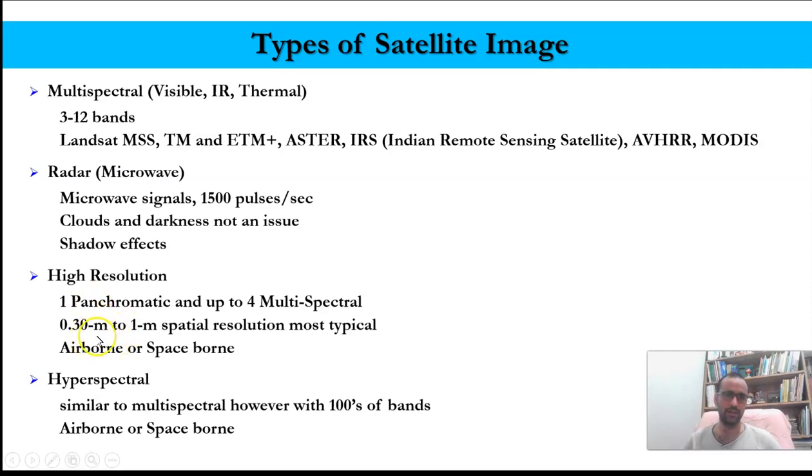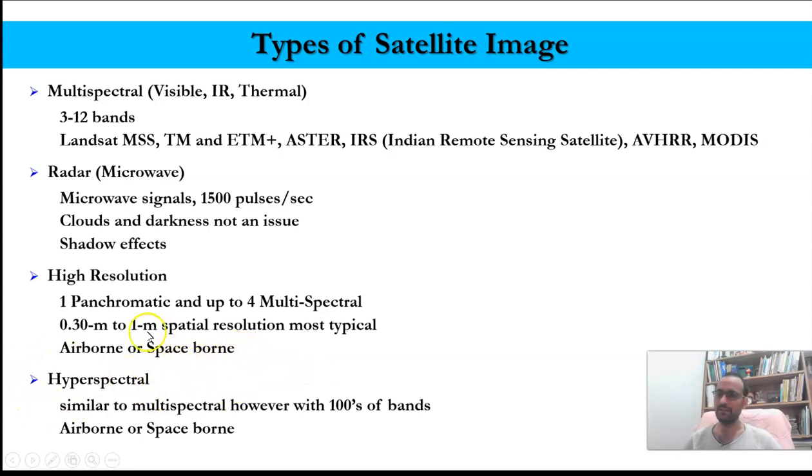Okay, and mostly the highest resolution available nowadays is 0.30 meter to 1 meter. Okay, but they are very commercial, but you can see on the Google Earth they're using the high resolution to just observe the object. Okay, then airborne and spaceborne, definitely they have high resolution data.